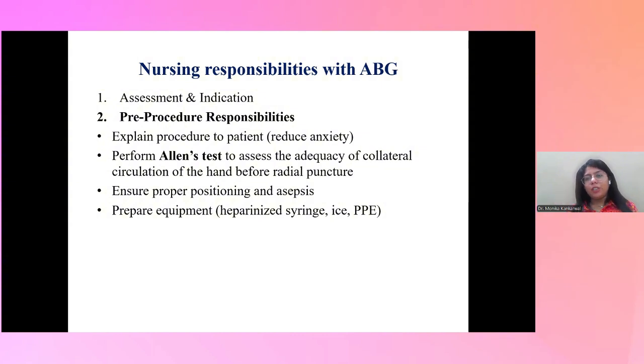So once you have assessed and considered the indication of ABG for the patient, now you have to start your responsibility. There is a pre-procedure responsibility as a nurse to the patient, and that responsibility is that first you have to explain the procedure to the patient. As you all know, ABG is a painful procedure, no doubt, and you are taking blood from the artery, and the patient is too anxious. When the patient is in the hospital setting, the anxiety itself increases.